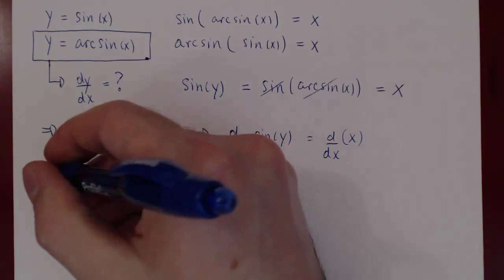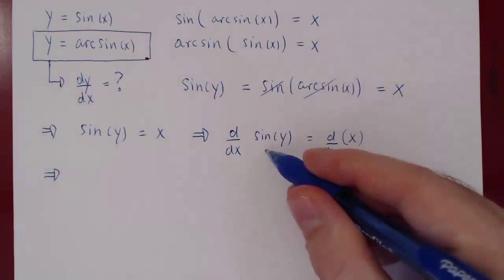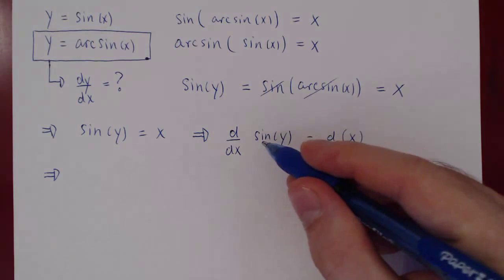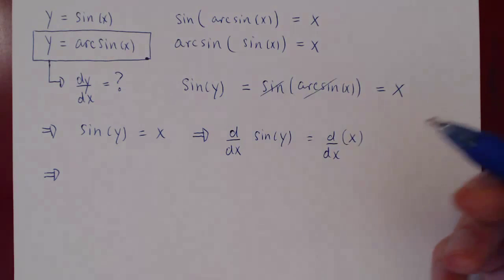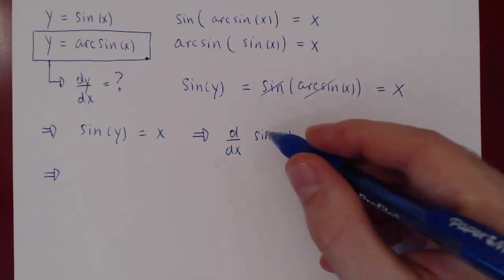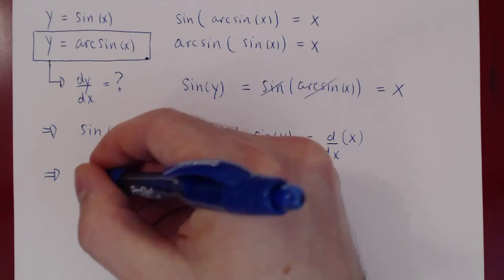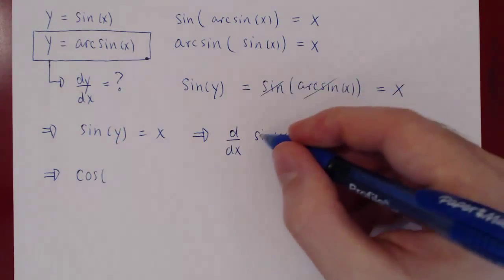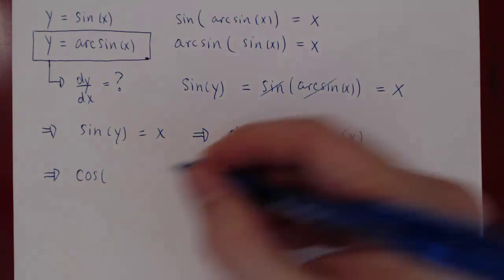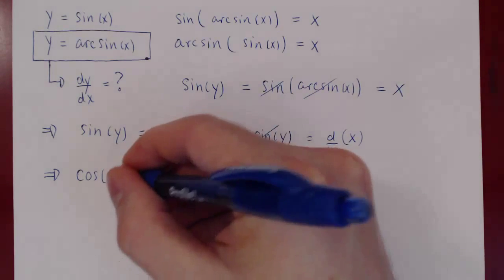So what do we have from the left-hand side? Well, here we have a composition. This is sine of y. By the chain rule, we'll differentiate the outside function, which is sine. The derivative of sine is cosine. Cosine of what? Of what's left over, which is y.